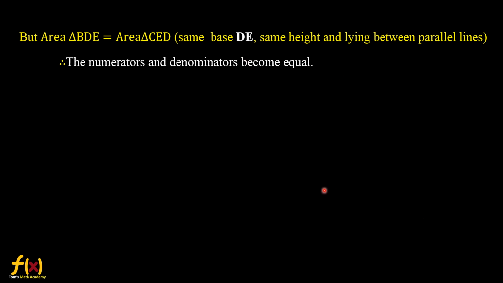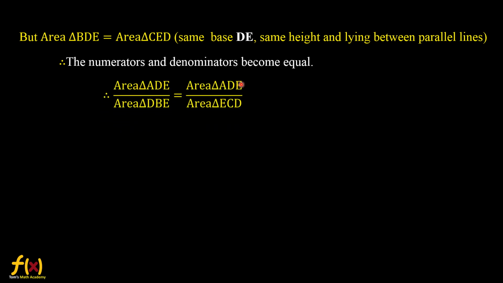Very clear explanation. Numerator same, denominator equal, so both are equal. Therefore we conclude the simplified answer: AD over DB is equal to, this is AD over DB, this is AE over EC from the previous slide. So we get the conclusion. We prove that AD over DB is equal to AE over EC.